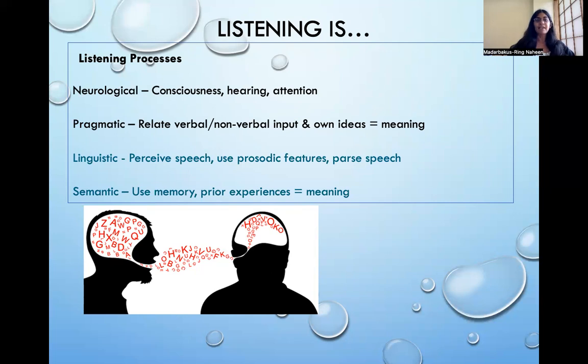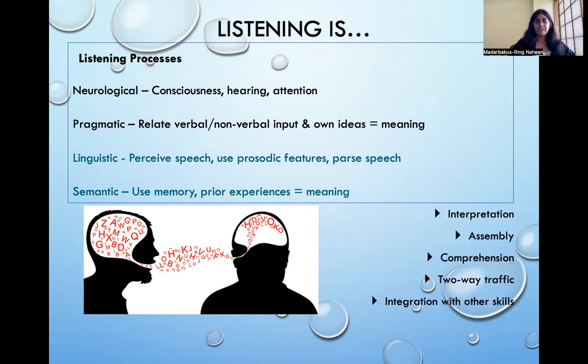Semantically, we're looking at how we can use our own memory and prior experiences, not only of language, but of listening input itself, and then creating meaning with some kind of social frames or particular pragmatic boundaries that we've used from before. We can also use listening with the interpretation of the input, thinking about how our students put that together or how it is assembled, and then think about our comprehension or the meaning before introducing some kind of two-way traffic or integration with the other skills.